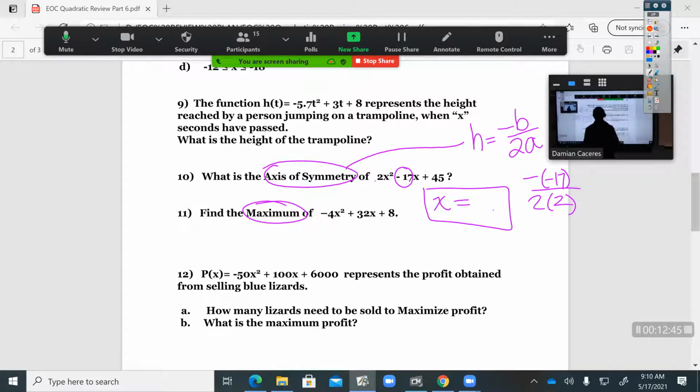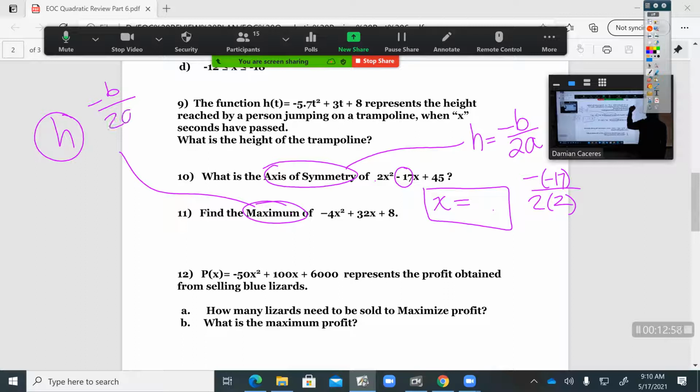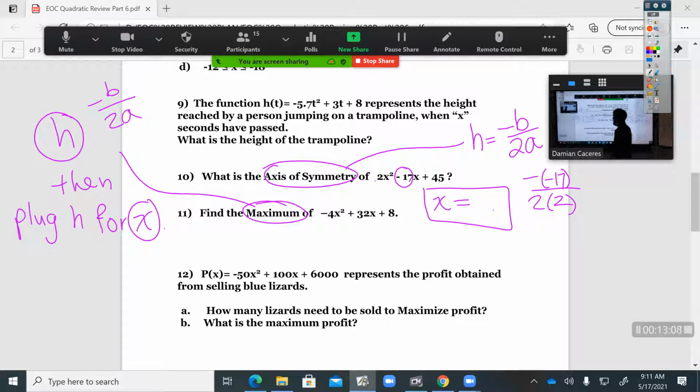All right, so on number 11, they're asking for the maximum. Now, the good thing about finding the maximum is it's a step that you just did. To find the maximum, you have to find h first. So you have to do the same step, negative b over 2a. Then you plug in whatever you got for h for x. So whatever this gave you, you would have plugged it in for x in the equation. That's what you're going to do on number 11. So 2 steps on number 11: negative b over 2a, then plug in what you get for x.